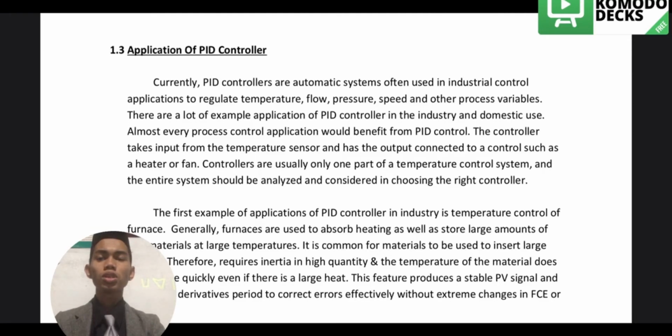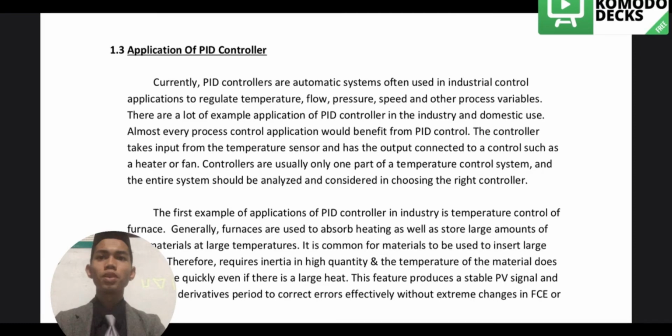The controller takes input from the temperature sensor and has the output connected to a control such as a heater or fan. Controllers are usually only one part of a temperature control system, and the entire system should be analyzed and considered in choosing the right controller.